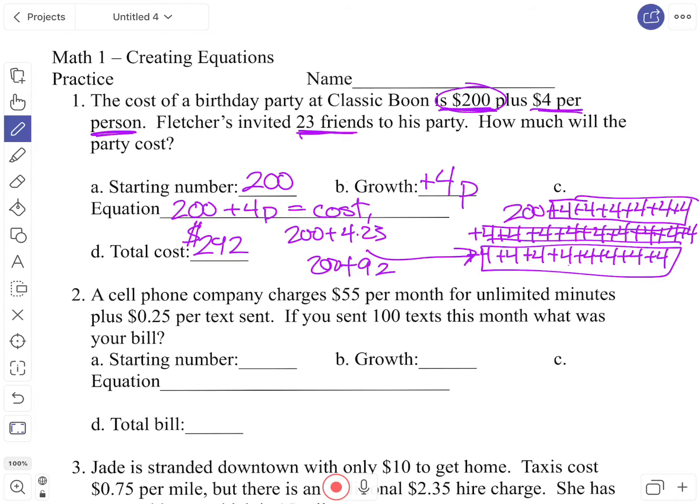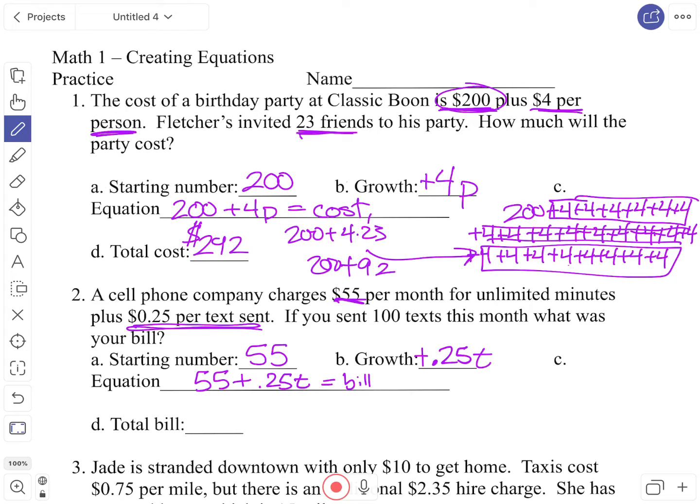Number 2. A cell phone company charges $55 per month for unlimited minutes plus 25 cents per text sent. If you sent 100 texts this month, what was your bill? Again, that growth number is the one that's got the per with it. So we're adding 0.25 to our cost for every text we send, and we start with 55. If we send no texts, that's $55. That's our starting number. So I go 55 plus 0.25 times t, and that's going to equal our bill.